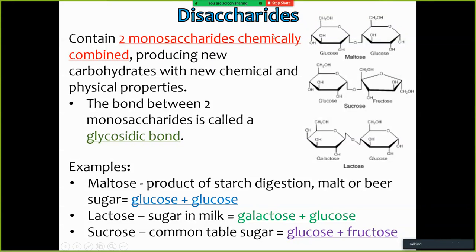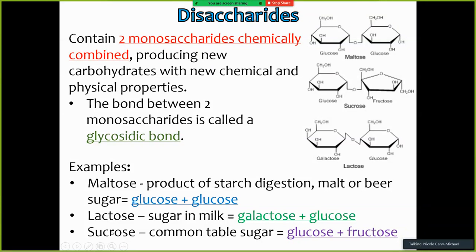Pro tip. All right, so disaccharides are going to contain two monosaccharides, two single sugars, two of the monomers that are chemically combined. And we see right there in the middle those little oxygens. And again, that is going to be a covalent bond. And it produces carbohydrates with new chemical and physical properties. Because again, anytime you have chemical bonds happening, you are changing the physical properties, you are changing the chemical properties. And the bond between the monosaccharides is called a glycosidic bond. You don't really need to know that, but I always have somebody asking, what is it? So there it is. There's a name for it in case you were curious.